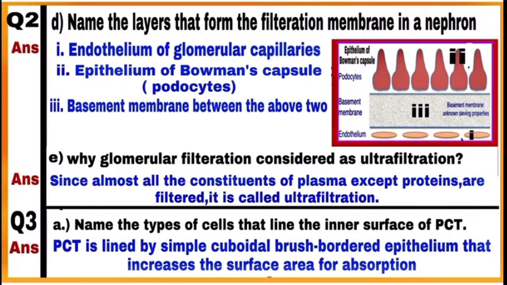Name the layers that form the filtration membrane in a nephron. Filtration membrane has 3 layers. See the diagram: number 1 is endothelium of glomerular capillaries, number 2 is epithelium of Bowman's capsules and cells of this epithelium are called as podocytes, and number 3 layer is basement membrane which is present between the two layers.